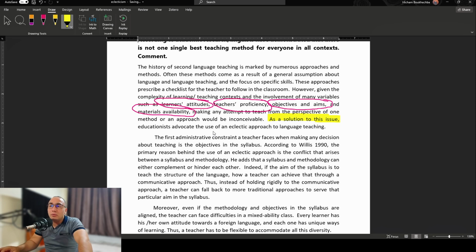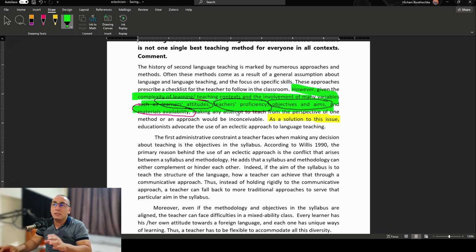Educationists advocate the use of an eclectic approach to language teaching. So this is what I'm proposing. As I always say, the introduction itself comprises the whole answer. The whole answer is here. The thesis statement is clearly visible here. It's this one, and it has everything in it. This is what I'm going to develop.